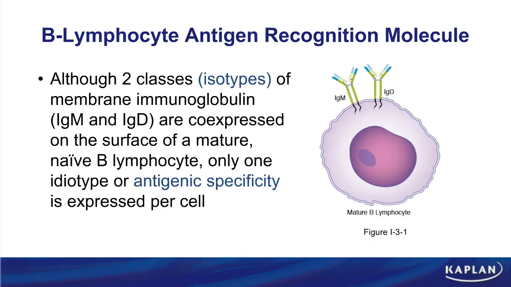So as you'll notice from the figure, there are actually two classes or isotypes of antibody that serve as the receptor for the B cell.